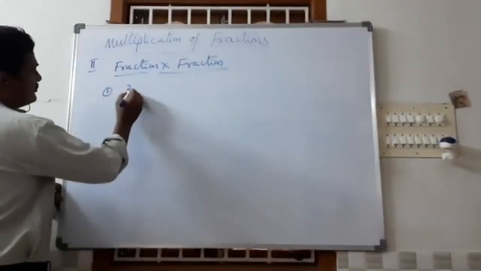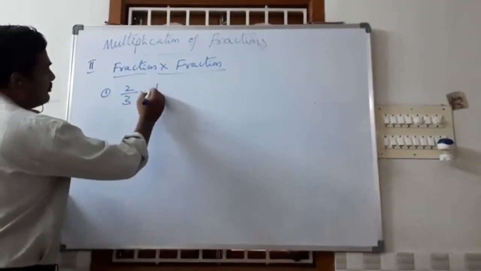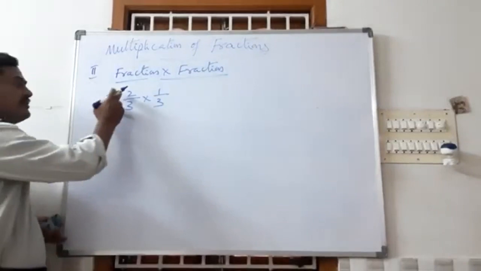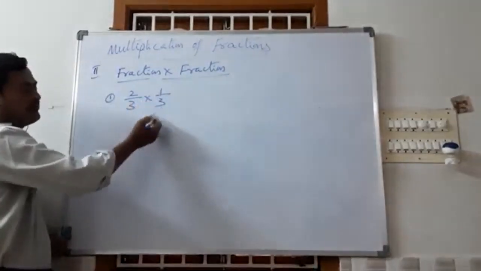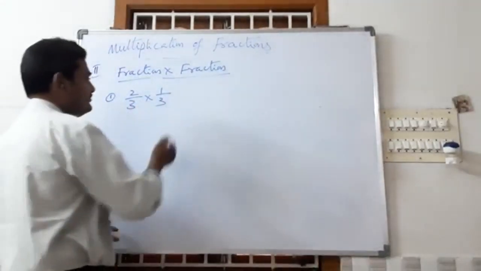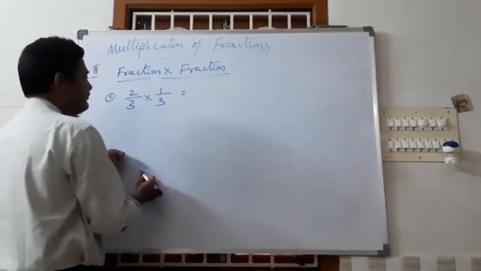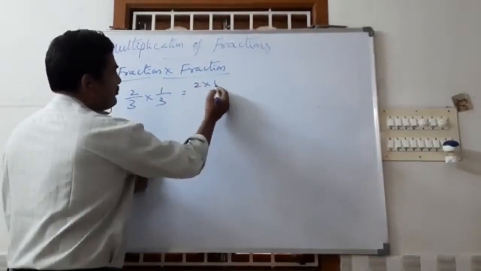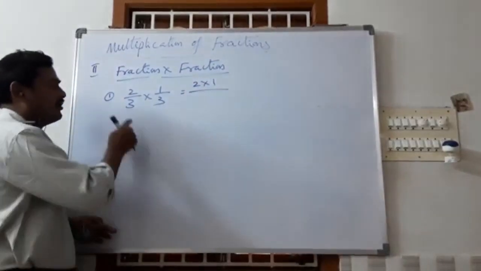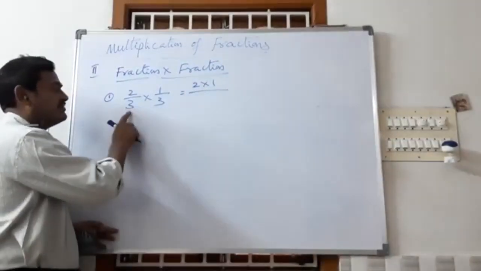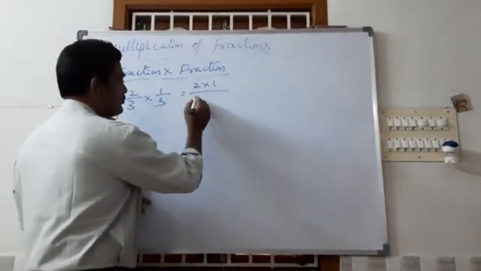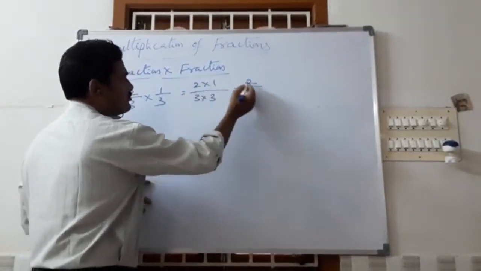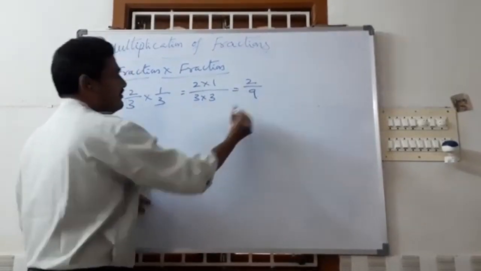First question. 2 by 3 into 1 by 3. Here 2 by 3 is one fraction and 1 by 3 is another fraction. Now how can we multiply this one? First we multiply numerators: 2 into 1, divided by the denominators. What are the denominators here? 3 and 3. So 3 into 3. That equals 2 ones are 2, by 3 3s are 9.